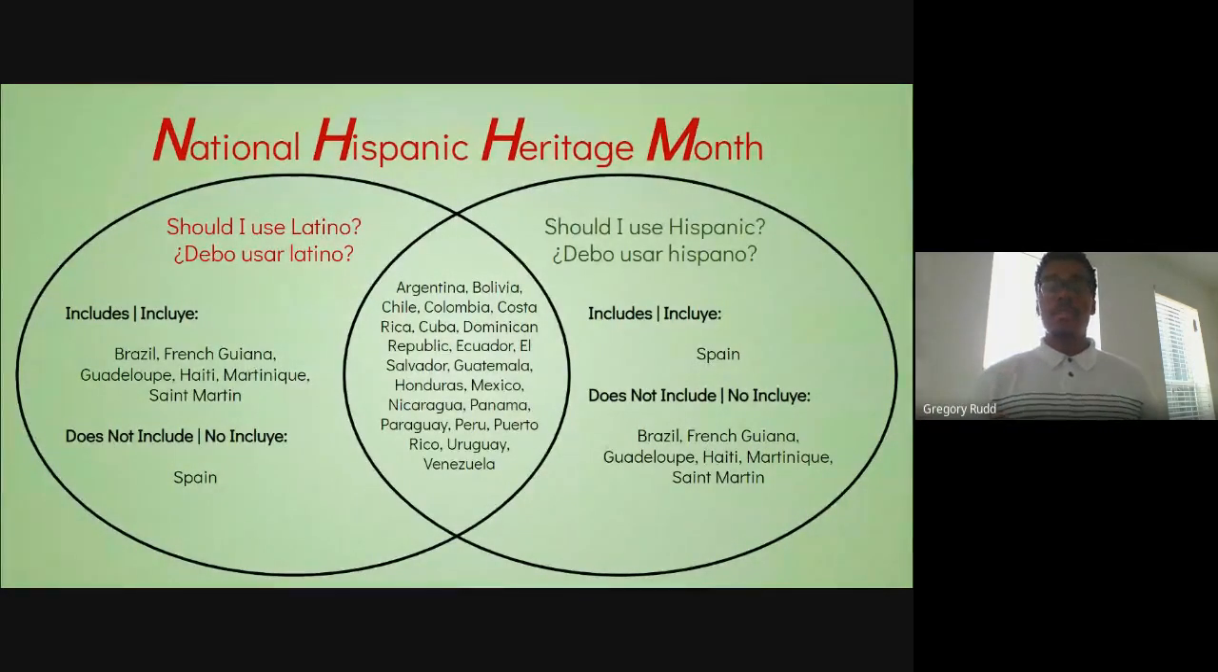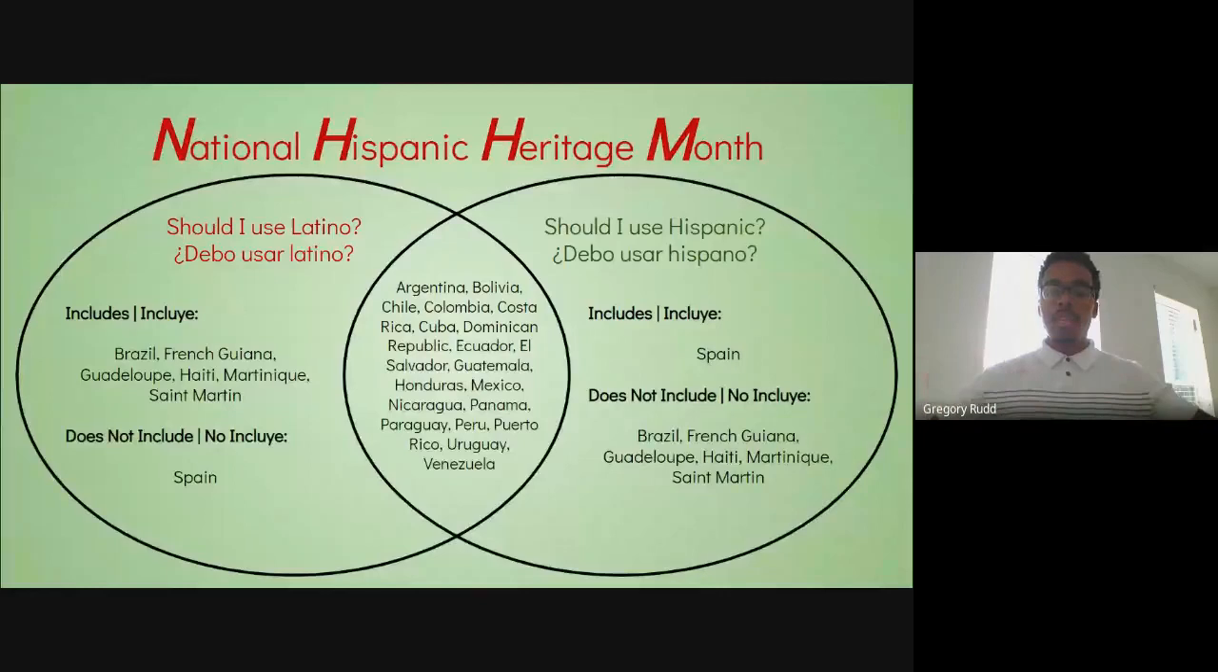And it does not include French Guiana, which is a country that had been colonized by the French, obviously, and so they are descended from French-speaking people. Same thing with Haiti and Martinique and Saint Martin. They are French-speaking people, so we don't consider them Hispanic, but they are still Latino.